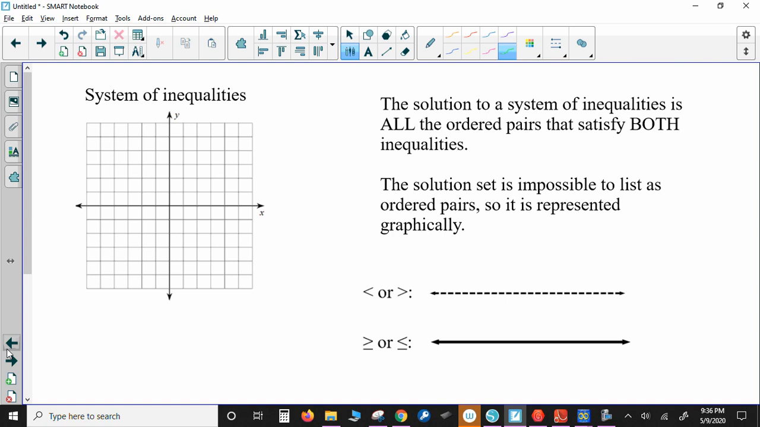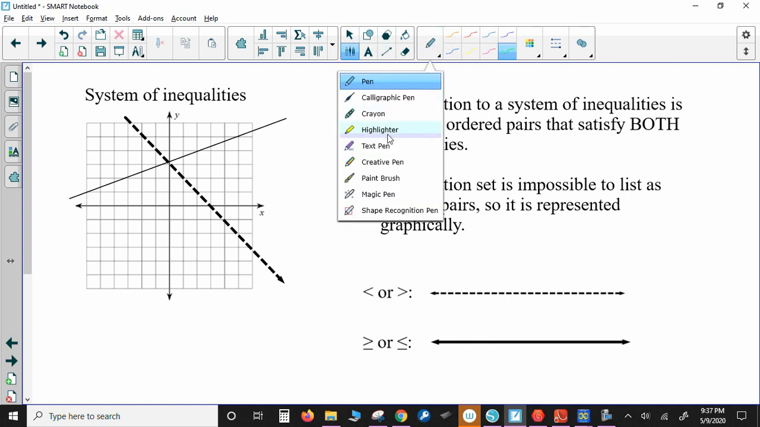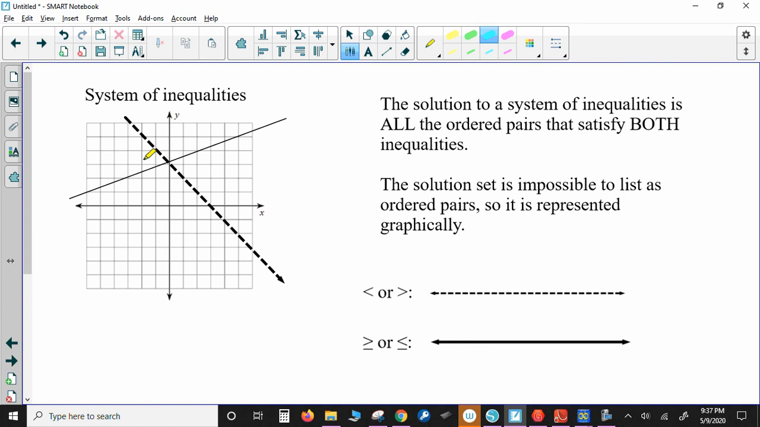Very, very similar, except our solution set isn't one ordered pair. It's going to be so many solutions that we can't even write down the ordered pairs. So our answer set has to be represented graphically. I'm going to throw up a line here, and I'm going to do this one, and we would choose some test points, and we would decide that ultimately our solution set is all these points over here. Okay, so that's what we're looking for.